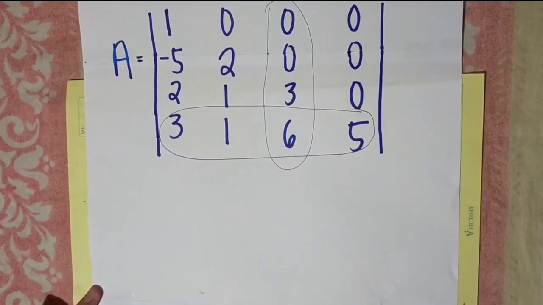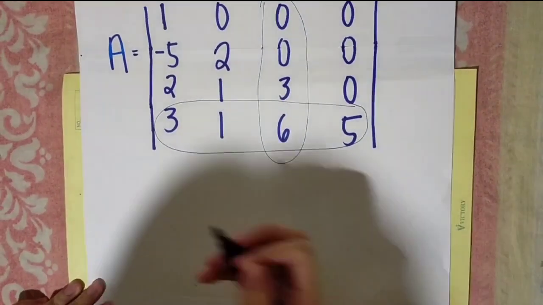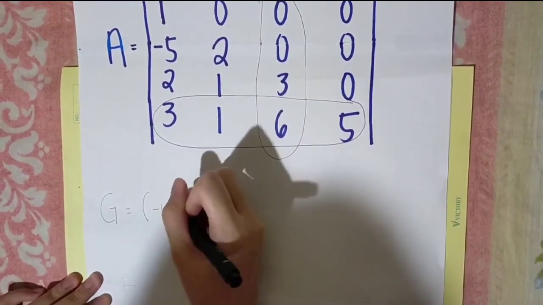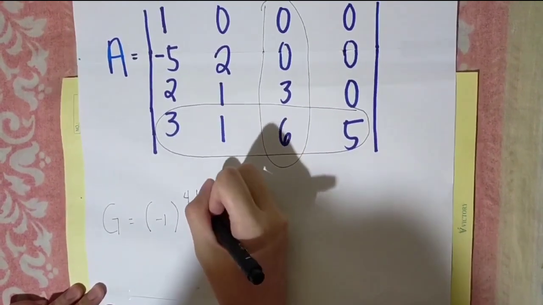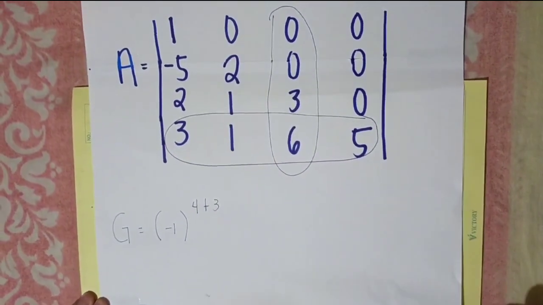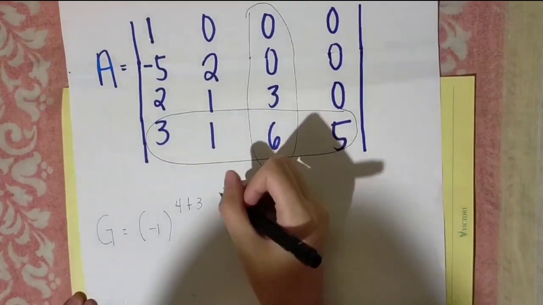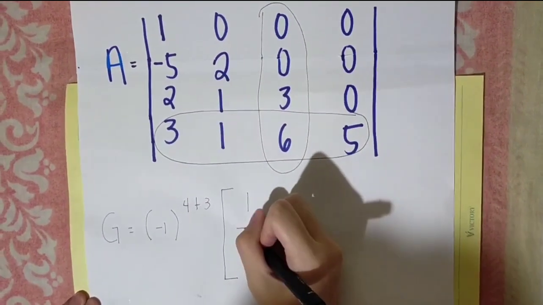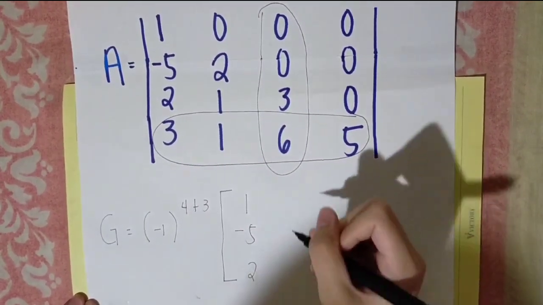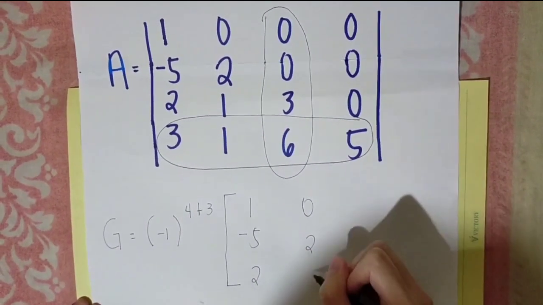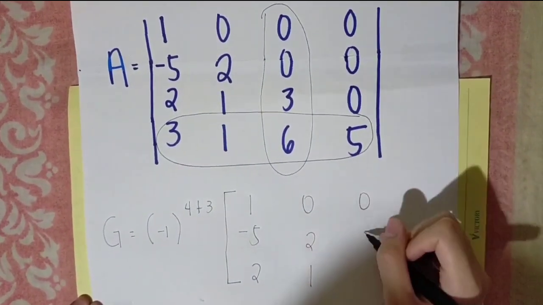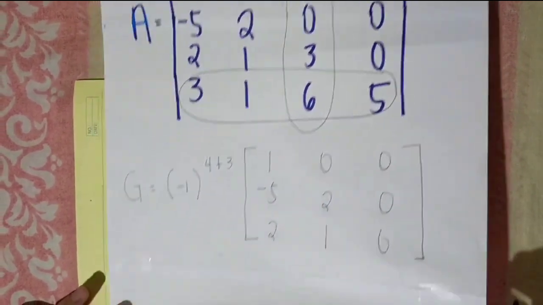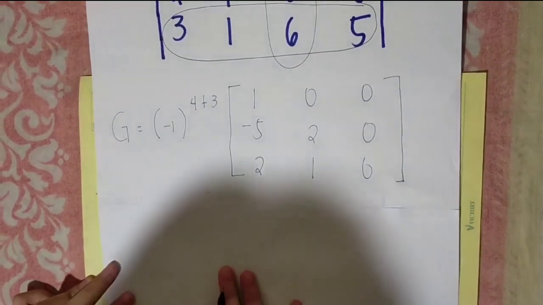After that, copy the remaining entries after crossing out the pivot. -1 raised to 4 plus 3, because our pivot is located in row 4, column 3. Then copy the remaining entries: 1, -5, 2, 0, 2, 1, 0, 0, 0. Then subtract from these remaining entries.